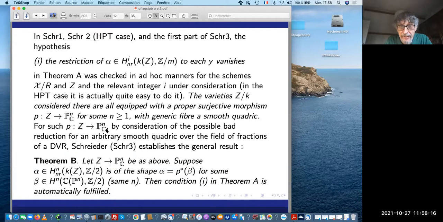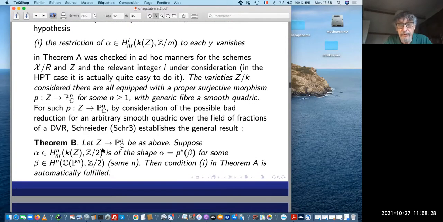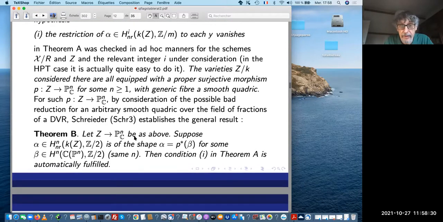For such families, so I repeat, Z goes to P^n_C and the generic fiber is a smooth quadric. By considering all the possible reductions for arbitrary smooth quadrics over a field of fractions of the DVR, Schreieder proves the following result. For such a Z over P^n_C, if you start with an unramified cohomology class on Z which comes from a cohomology class on P^n, and the exponent n is the same as the n here, okay, we're in maximum dimension, then condition one in theorem A is automatically fulfilled.